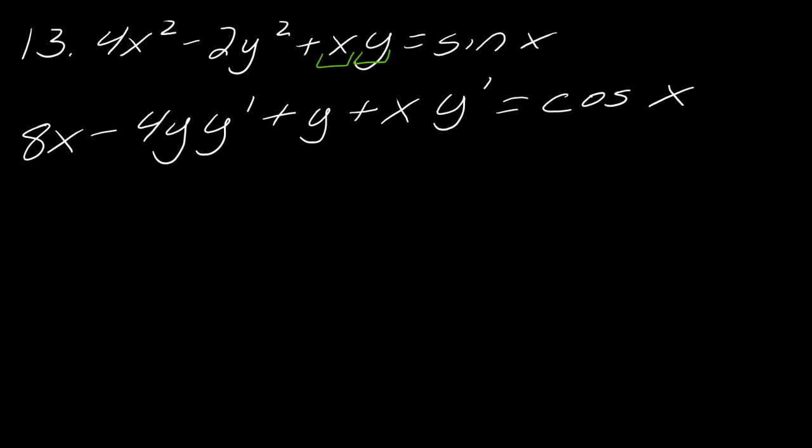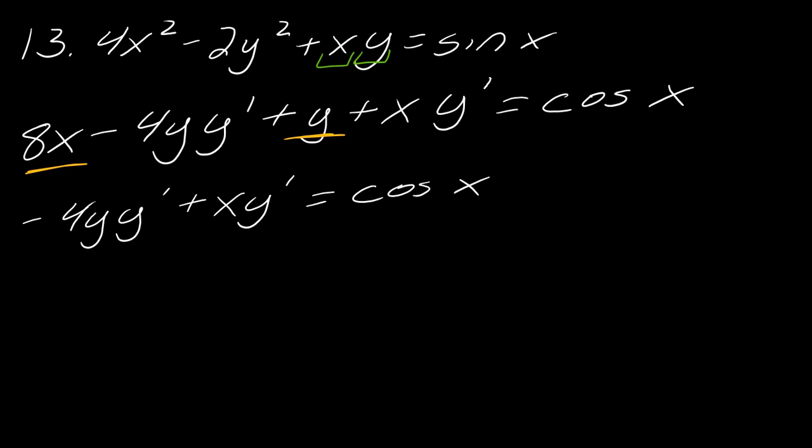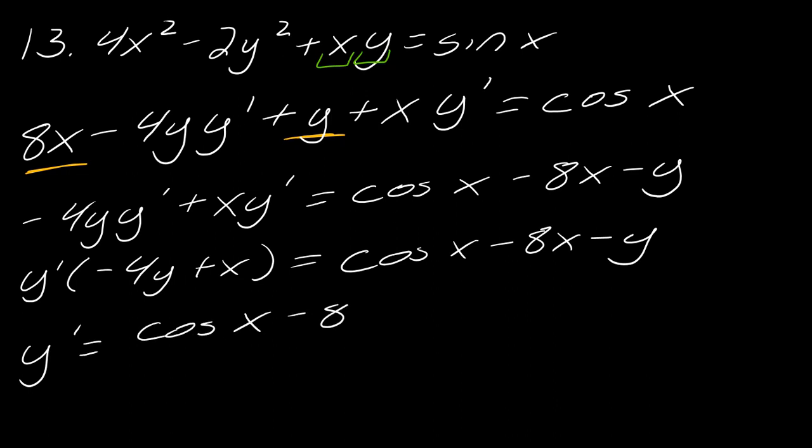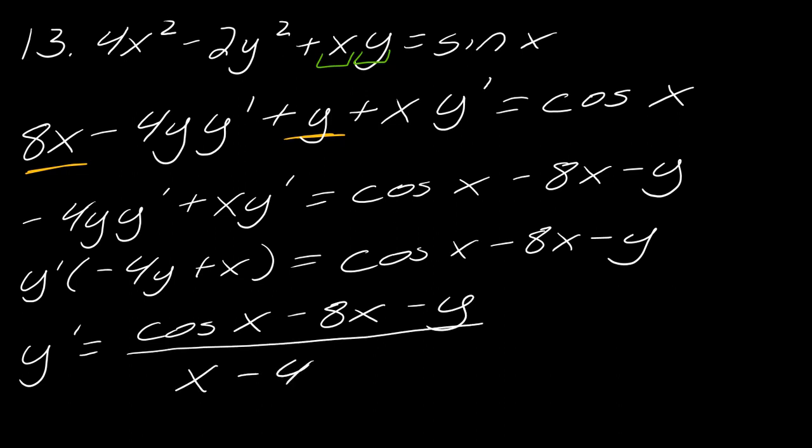Okay, so now the name of the game here is to get the y primes isolated. The things that do not have the y prime in them, I want to bring them to the other side. So this becomes negative 4y y prime plus x y prime. This is going to equal cosine of x minus 8x minus y. And then I want to factor out that y prime from the other side. And now I can divide by that to get y prime equals cosine of x minus 8x minus y, and I'll flip the order here, over x minus 4y.